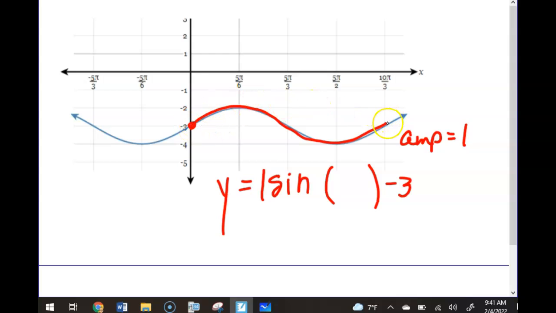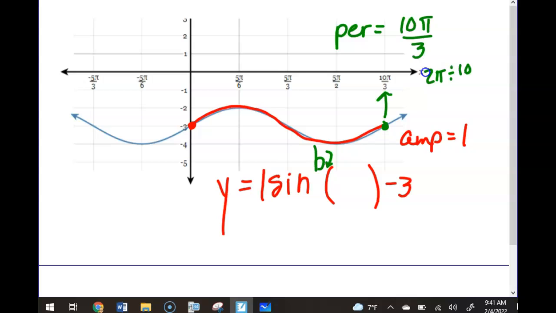If it starts here, it finishes here, so that is telling us the period is 10 pi over 3. How do we decide, though, what goes in here? B goes in here. How do you find B? 2 pi divided by 10 pi over 3. So it's 2 pi times 3 over 10 pi. Okay, the pi will cancel.